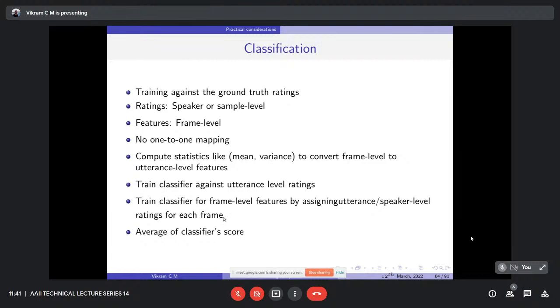Finally, if the frame level features are trained, the final score is obtained by just averaging out the classifier scores. So there are two approaches. One is assigning utterance level scores to the frame level features and training the machine learning model. Another one is, if we have only the utterance level label, we compute some statistics across the frames, like mean and variation of the different frame level features, and train the machine learning model using those utterance level features against utterance level labels. So that is one more approach we can use.